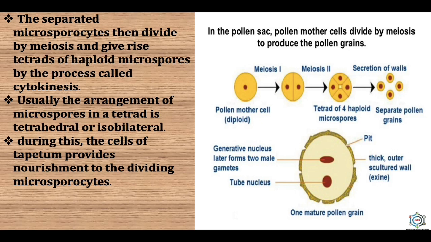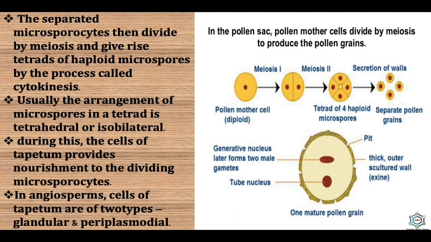In angiosperms, cells of the septum are of two types. First one is the glandular and the second is periplasmodial. So, the glandular, also known as secretory septum, secretes substances and finally breaks down at the time of pollen maturation. And the periplasmodial, also known as amoeboid septum, breaks down early by dissolution of their walls so that the septal protoplast forms a multinucleate periplasmodium which provides nourishment to dividing microspore mother cells or developing microspores.